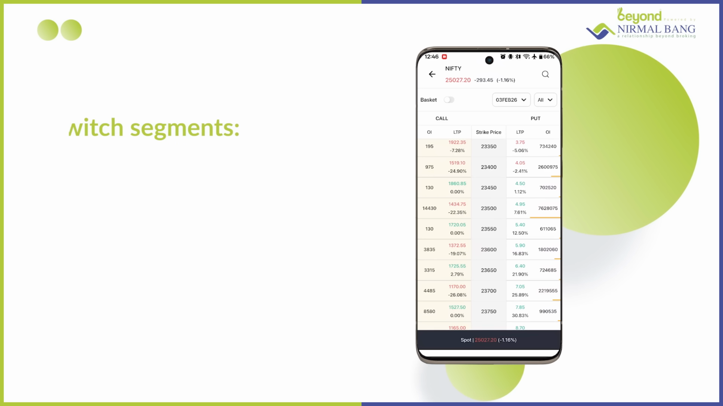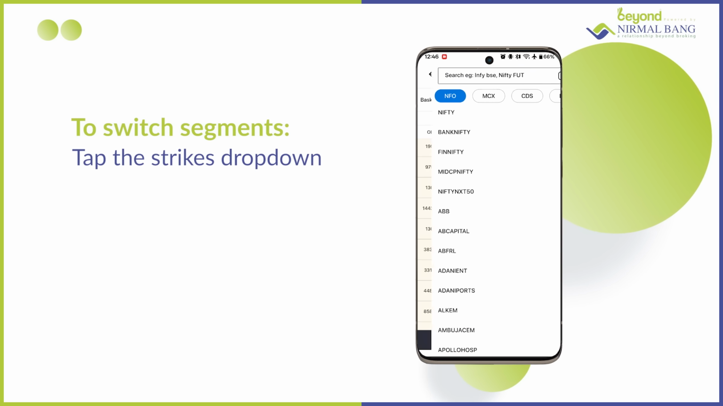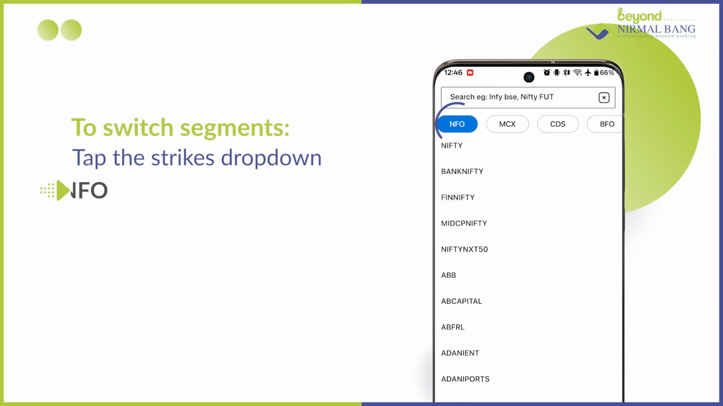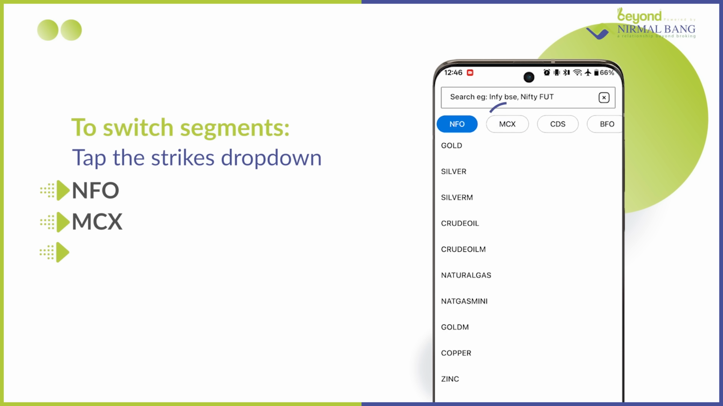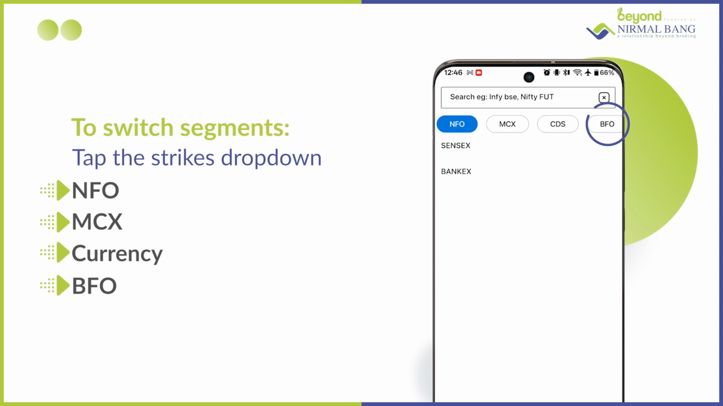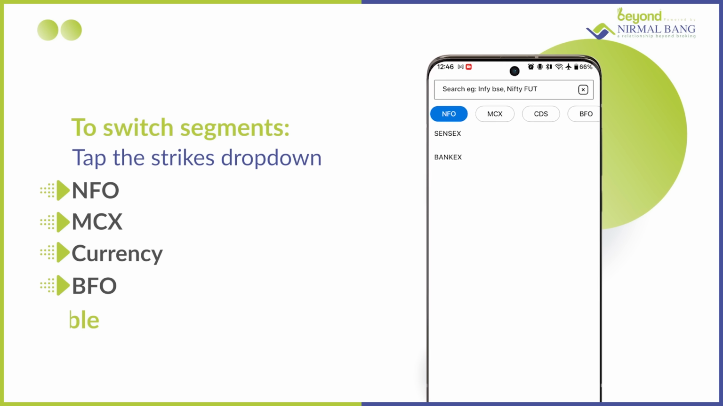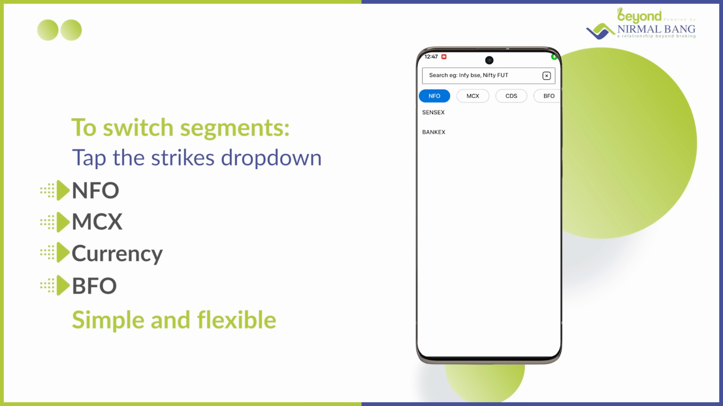Now what if you want to check option chains for other segments? Simply tap on the research icon. Here you will see NSEFO, MCX, currency, BSEFO. Select the segment you want and the option chain will load accordingly. That's how simple it is.